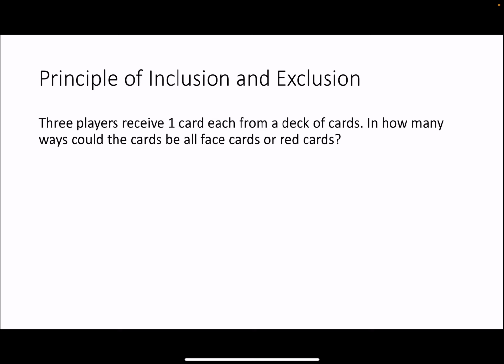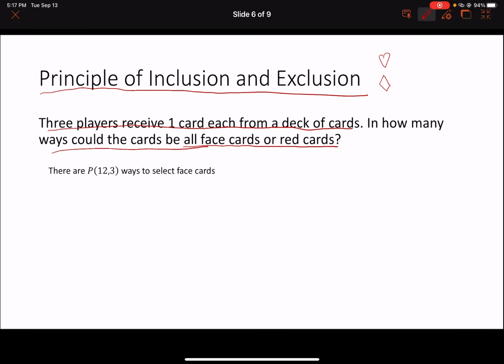Now, we're going to try the principle of inclusion and exclusion. So 3 players receive 1 card each from the deck of cards, right? In how many ways could the cards all be face cards or red cards? Now, if you remember, there's hearts and diamonds, they're red. And then there's also clubs and spades.